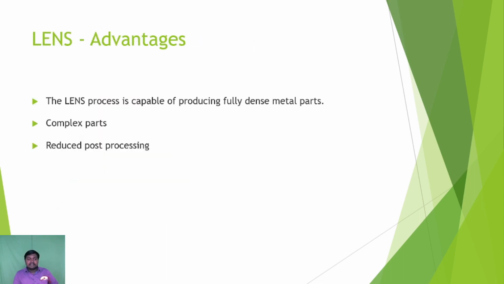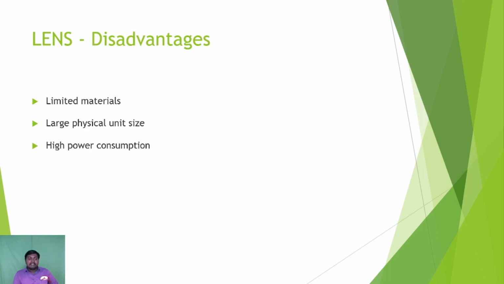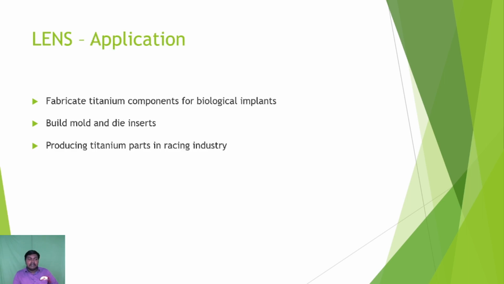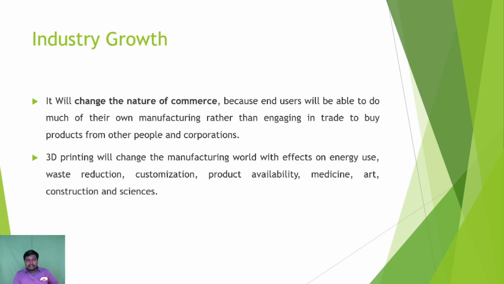The LENS process is capable of producing fully dense metal parts, and we can also manufacture complex parts, reducing post processing time. Disadvantages: only limited materials are available, and it has a large physical unit size. It also consumes high power. Application: fabricating titanium components for biological implants like bones, building molds and dies, and producing titanium parts in the racing industry.